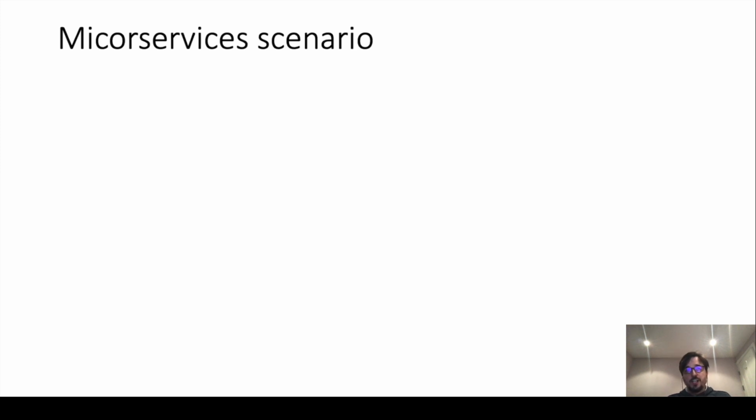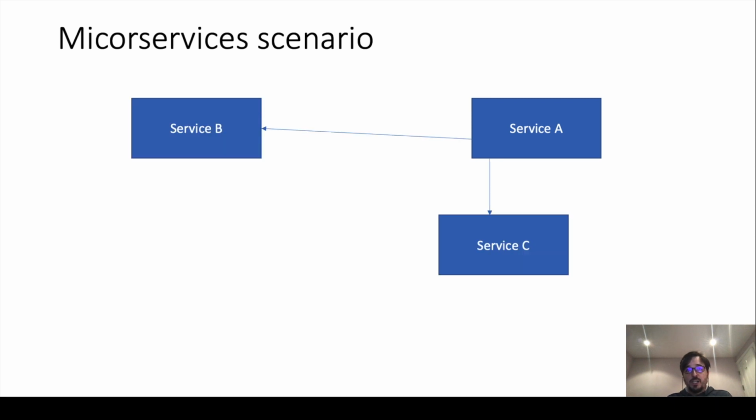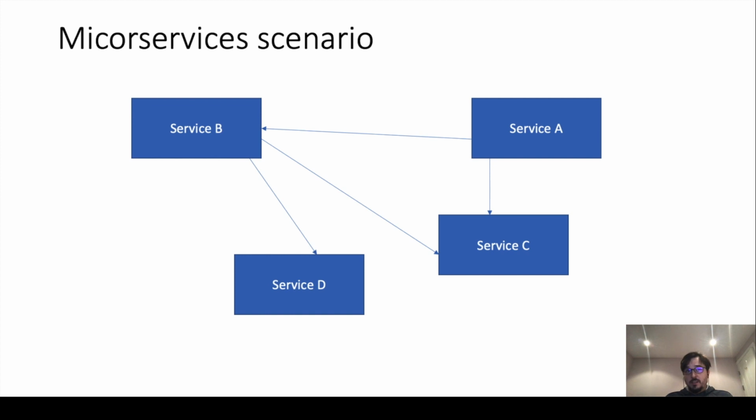The situation that I've been presenting so far is a simple case of a backend API integrating with a front-end application. But oftentimes we may have more complex scenarios, such as, for example, when we are working with microservices. In this situation, we may have a service A, which has integrations with services B and C, and service B may have integrations with services D and C, while service D talks back to service B.